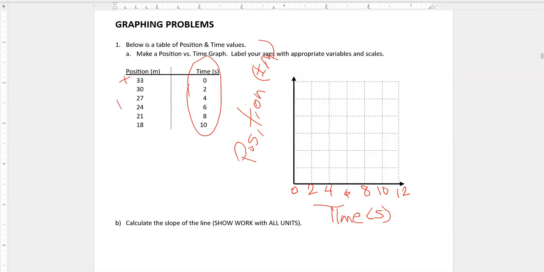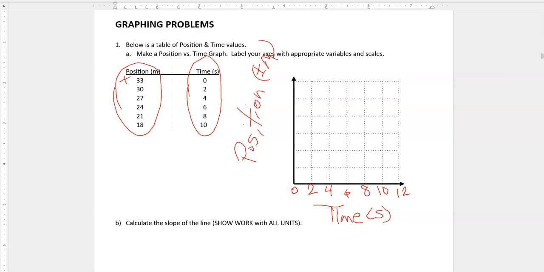You'll notice that the position values don't start at 0 and they don't end at 0. 0 isn't even in the list. They range between 33 meters and 18 meters. So you just have to make sure your position values contain that range of data points that you can plot. So you have to have the lowest be at least 18 or lower, and the highest point has to be at least 33 or higher.